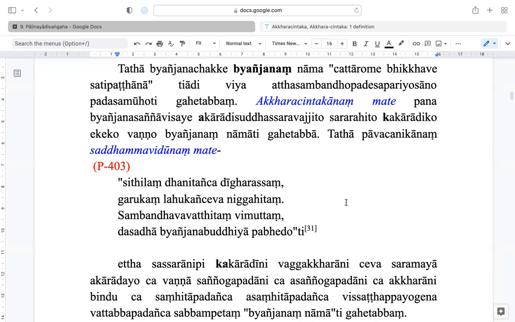So okay, now the meaning of those 10. Sithila means loose or unvoiced. Sithila and Dhanida are opposite to each other. So Dhanida means sounded or voiced. So that is Sithila. The literal meaning of Sithila is loose, unvoiced also. And Dhanida means sounded or voiced.